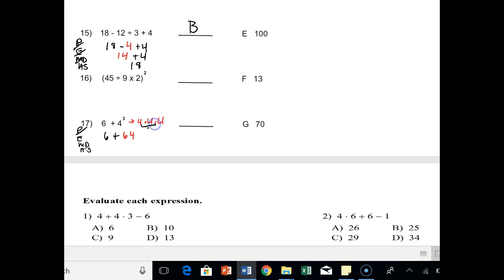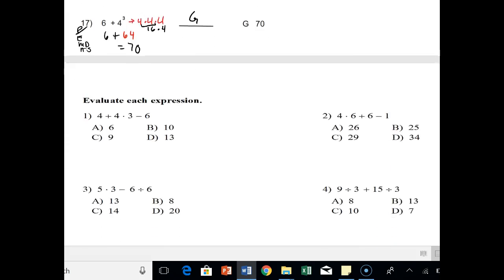This right here is 16, and then 16 times 4, that's 64. So we get our answer of 6 plus 64, that's 70. So this is G.